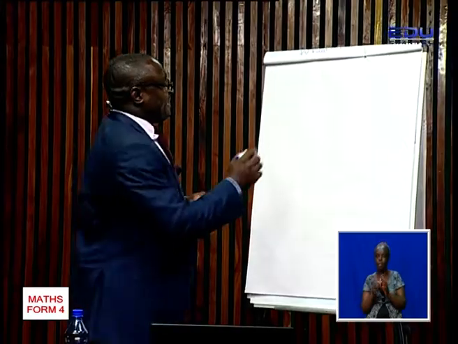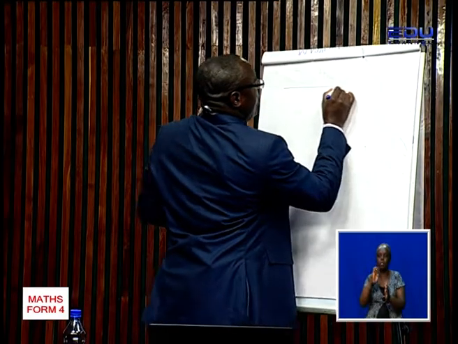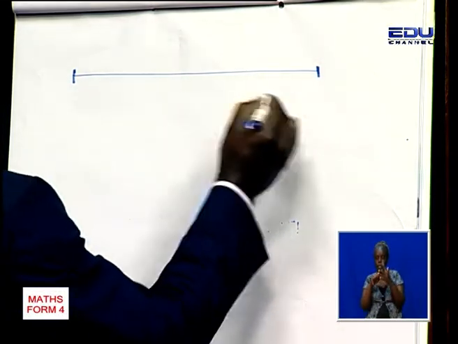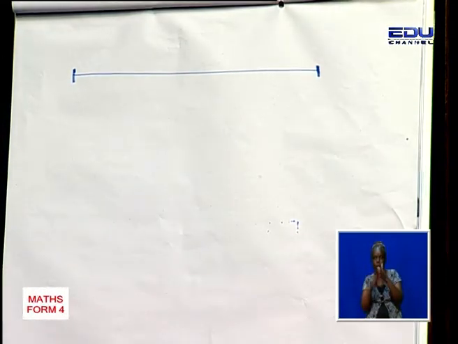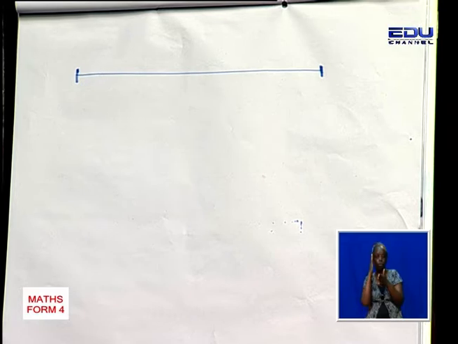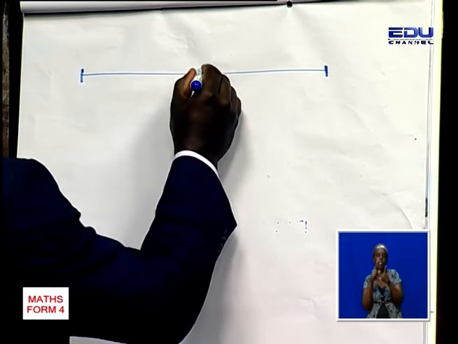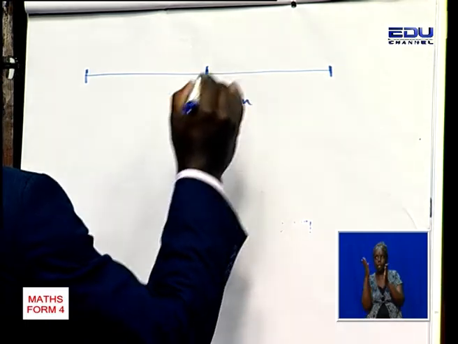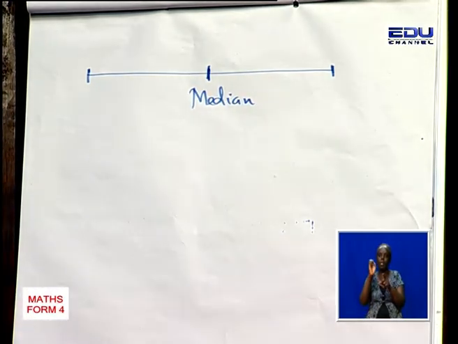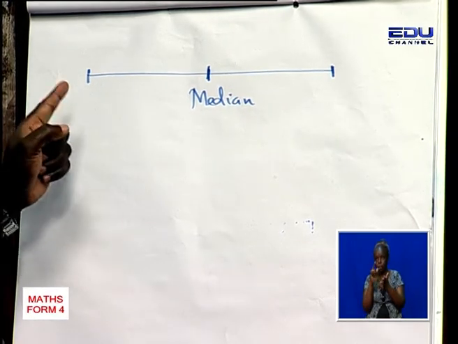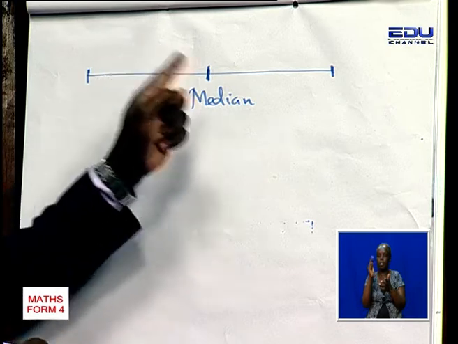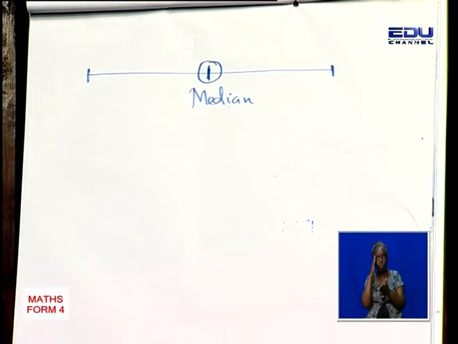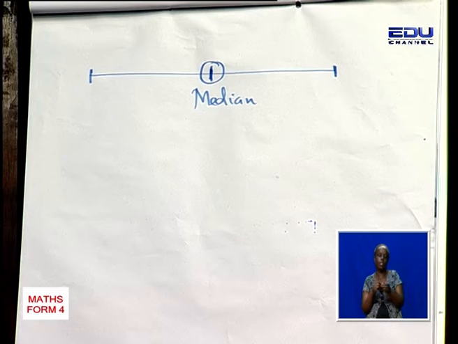Look at this. If I represented the median in a graphical way, I said this is my starting point and this is my end point, and I want to find the middle point of that line. The middle point will be here, and this is where our median will be located. And that's why we say the median does not consider the other data points. It only considers the data that is located at the center of the distribution.